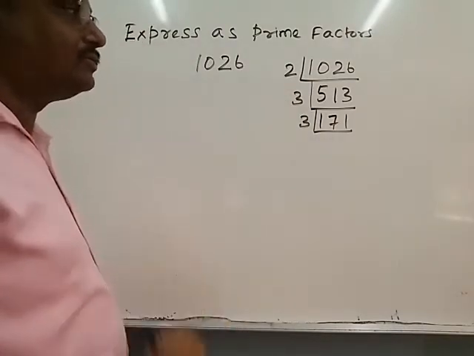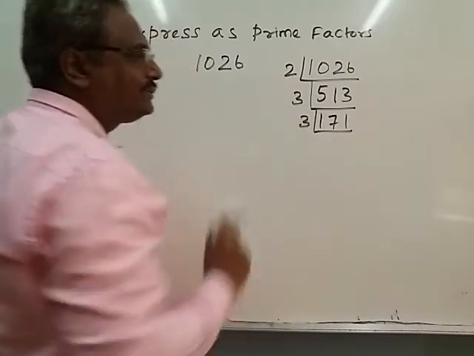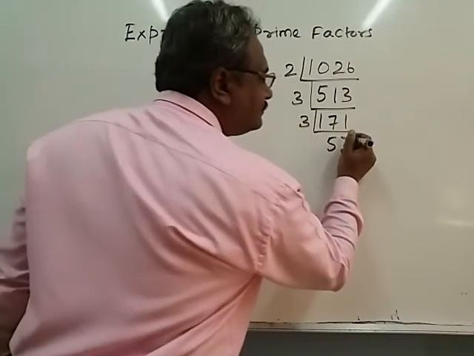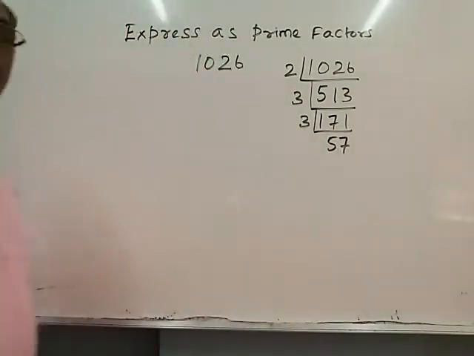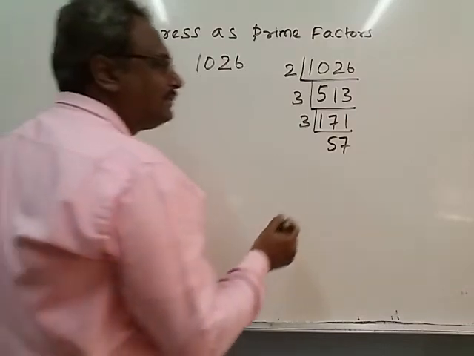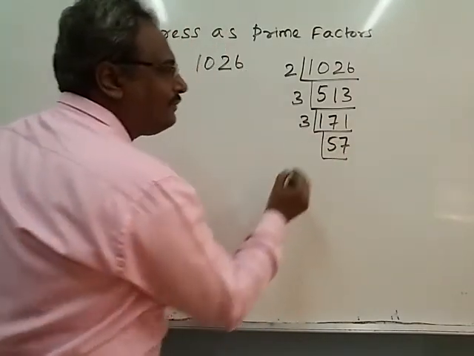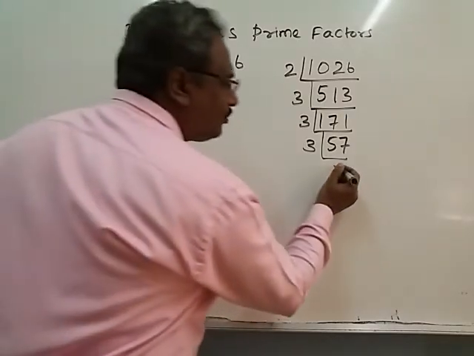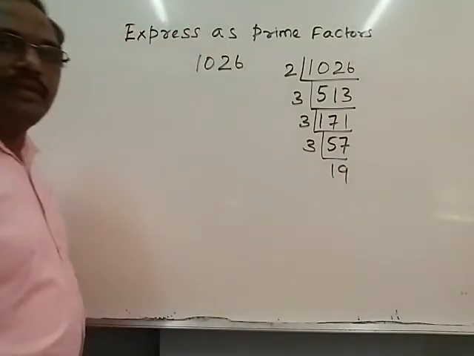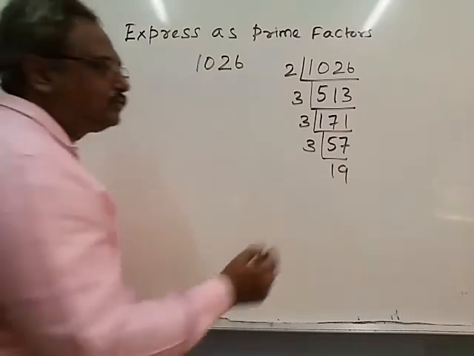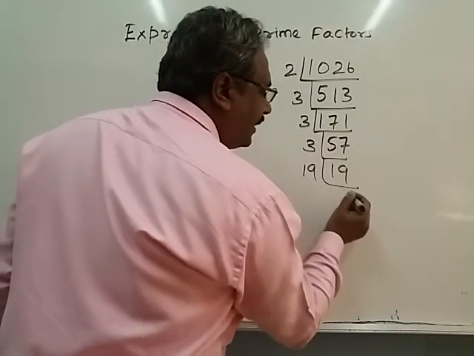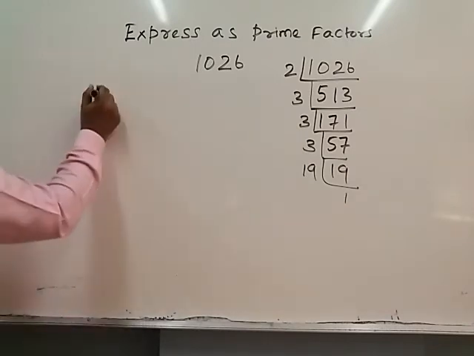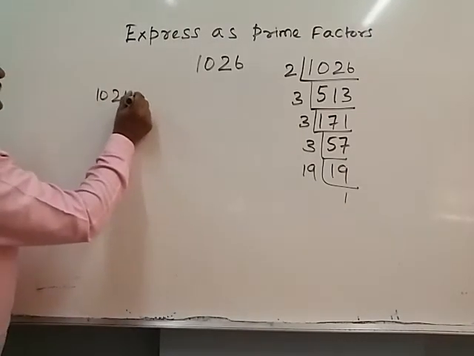I am going to divide this number by 3. So this is 57. Again I can divide this number by 3. What will be this? This is 19. 19 is a prime number. So I am going to divide 19 by 19. The answer is 1.